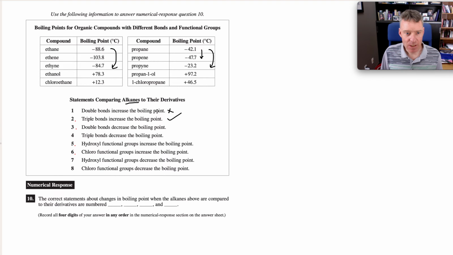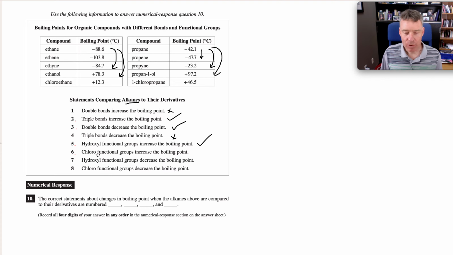Double bonds decrease the boiling point. Well, for the same reason that 1 is wrong, that is right. And that one's going to be wrong because we know 2 is right. It's just the opposite. Hydroxyl functional group increases the boiling point. You don't even have to think of any of the knowledge that your teacher gave you about hydroxyl groups or forces. Just look at the data. So when we go to the hydroxyl, the boiling point is increasing, and that's what that says.